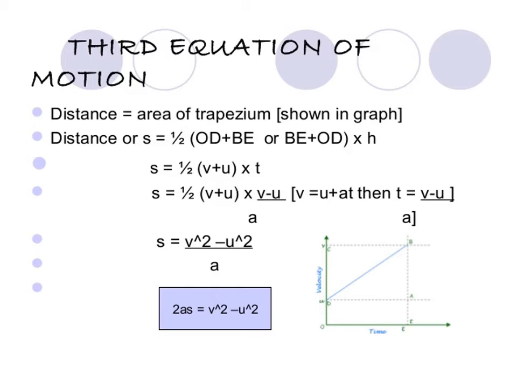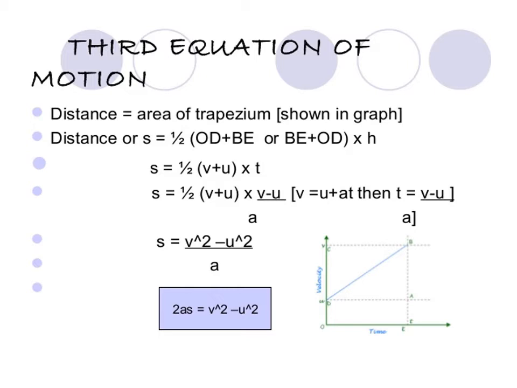Since acceleration A equals V minus U by T, we can write T equals V minus U by A. You understood? Now you substitute it here. So 2aS equals v square minus u square. So v square equals u square plus 2aS. This is the third equation of motion. This will be applicable in problems. It is used in problems.